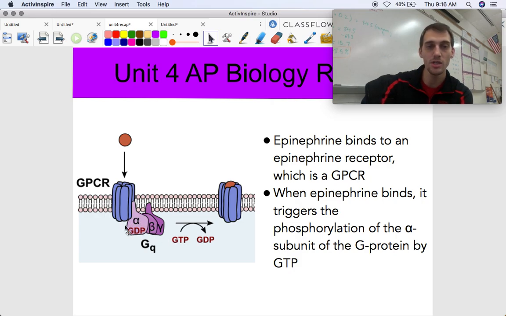All right, so here's the G protein. There's 3 subunits. Proteins have subunits sometimes. Go back to unit 1. This one has an alpha subunit, a beta subunit, and a gamma subunit. We don't really care about beta and gamma. We care about alpha. Alpha is going to get activated, phosphorylated by GTP, which is similar to ATP, in order to produce a response. And the alpha subunit kind of detaches from the other 2 subunits of the G protein.